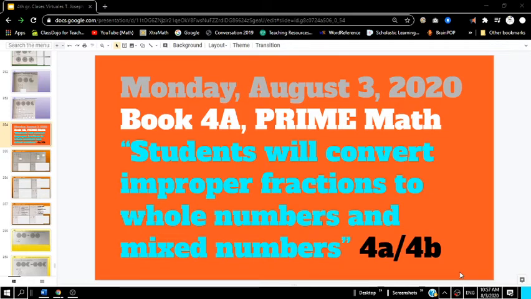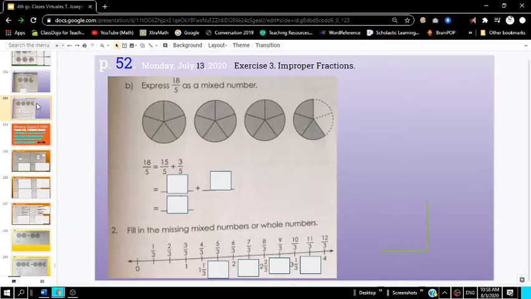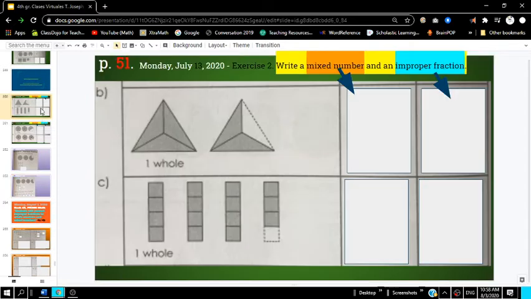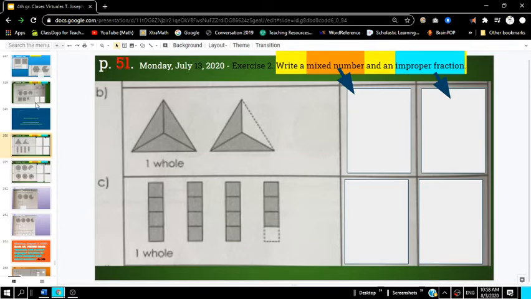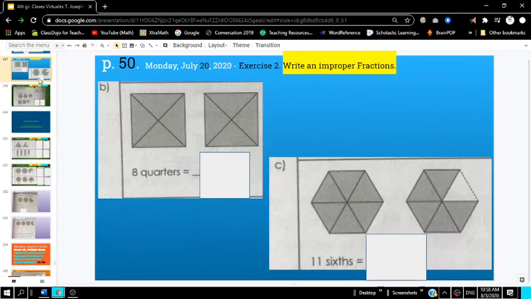Welcome back to class. Today we're going to be converting improper fractions to whole numbers and mixed numbers. As you remember from last time, we were able to take those whole numbers and convert them to improper fractions. Now we're going to do just the opposite, okay? We're going to take those improper fractions and convert them to whole numbers. So, let's get started.